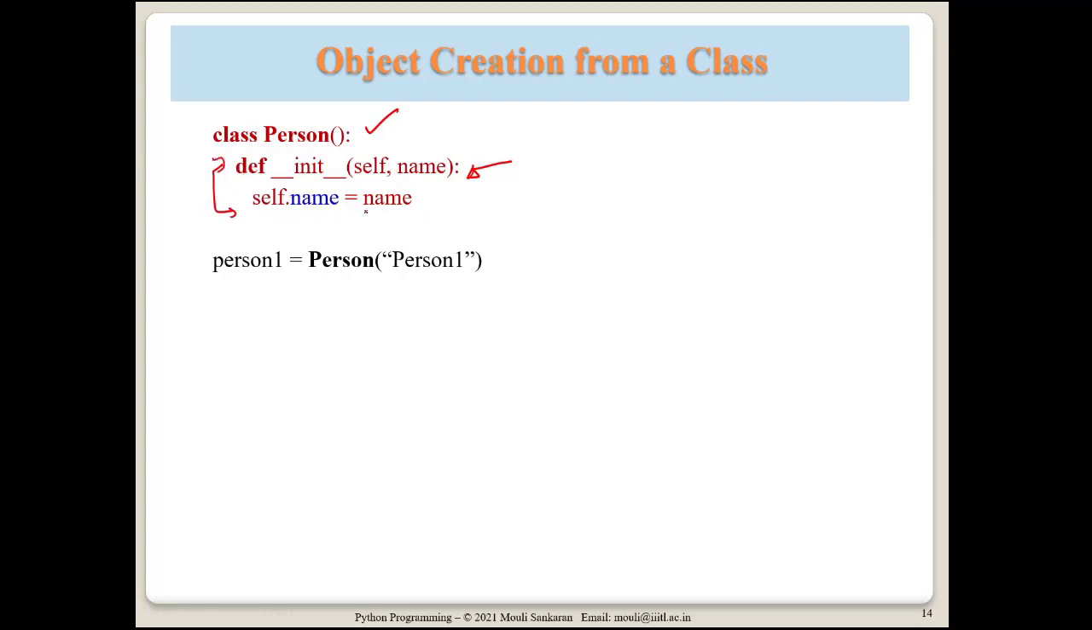It is after the object is created. Now, what I mean by that? When I say Person, which is the same as the class name, and I am giving some input, the object is created. Since you are passing a parameter, it also matches the initialization routine that you have written. It calls this method by default.